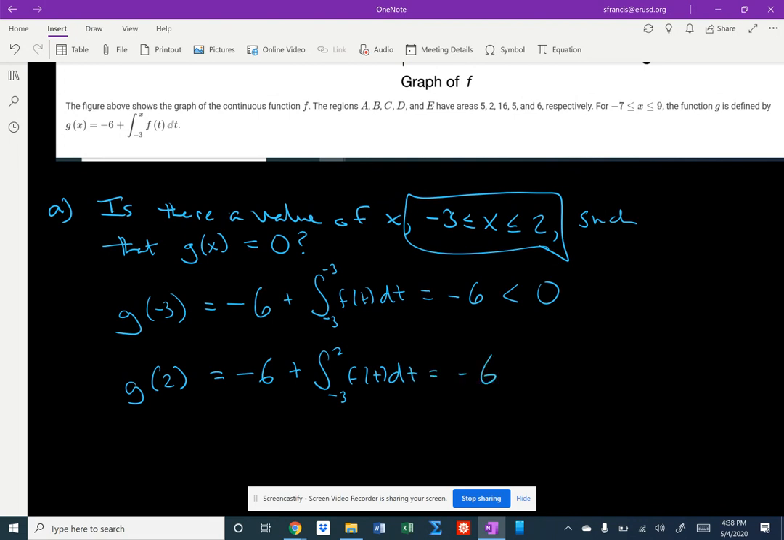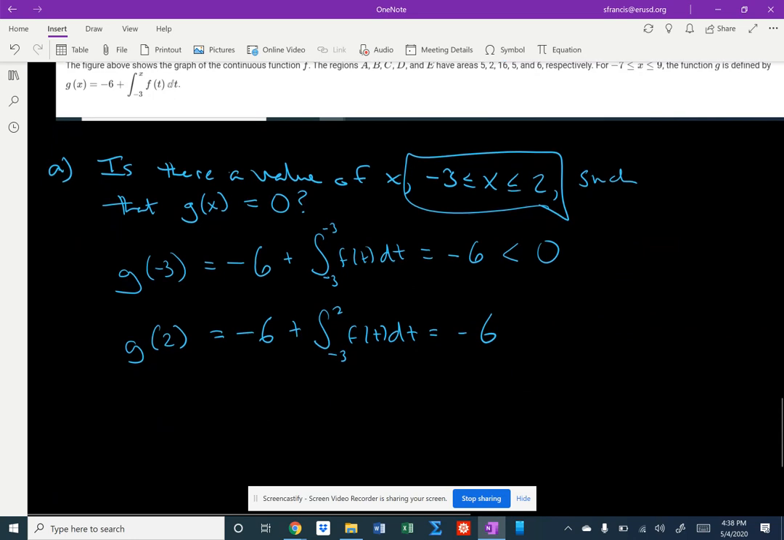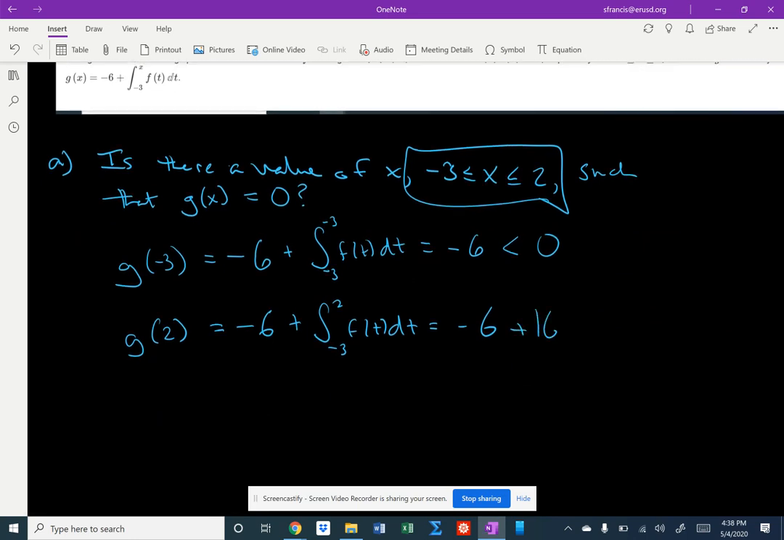Let's go up here and take a look at the picture from -3 to 2. From -3 to 2, we're looking at the region C, all of this stuff in here. And region C is the third one on the list, and that's going to be that 16 that's sitting there. So it's above the horizontal axis, so it's going to be positive. That works out to be 10, which is greater than 0. And of course, we can now make our IVT argument.